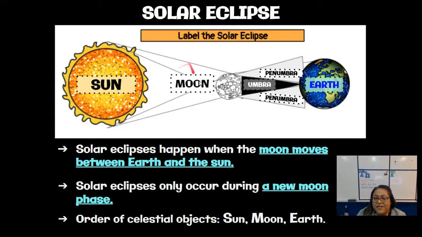So go ahead and label your sun, your moon, your Earth. And now let's label that umbra and penumbra. I think your penumbras are done for you. Notice the umbra. This is the umbra right here.